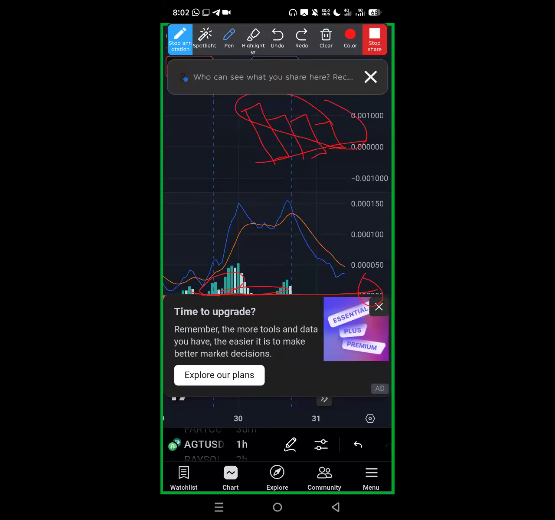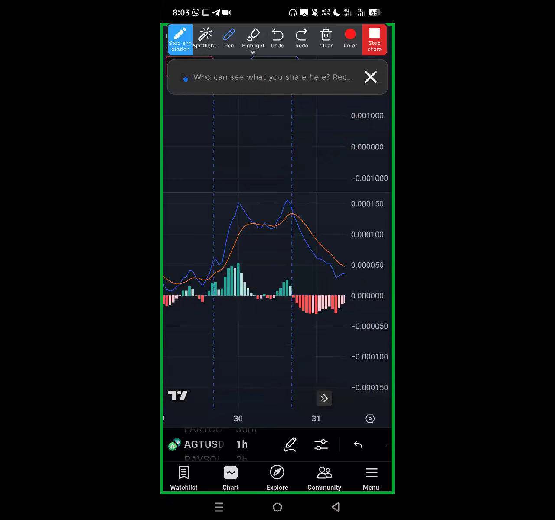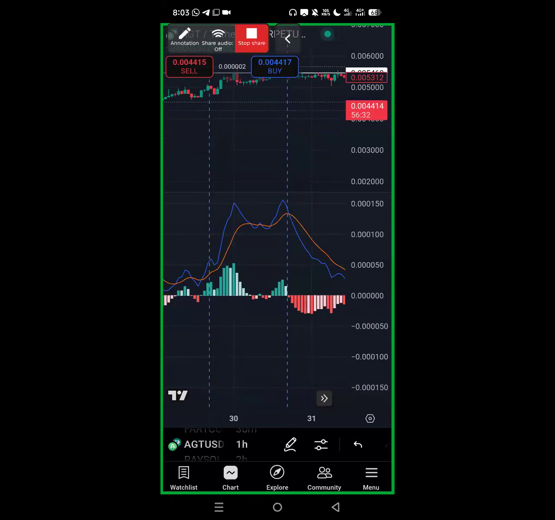Now, the moment you see the positive histogram fading away completely, and then you begin seeing an increase in the sizes of the negative histogram being printed, that should tell you that either the trend has already reversed or there is a retracement happening in the market. But at the end of it all, you are going to see the reflection of whatever you're seeing here on the chart.